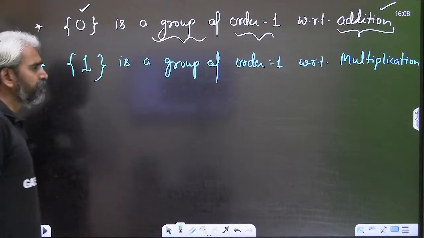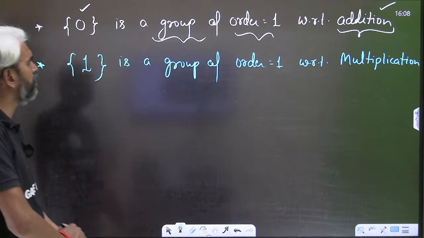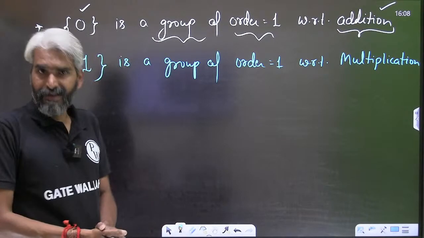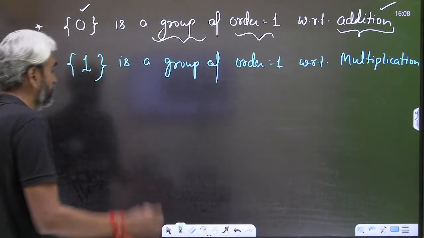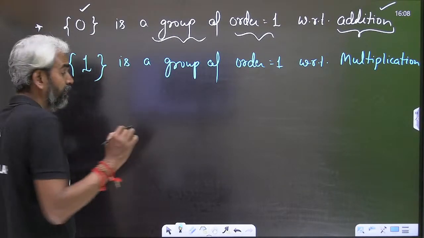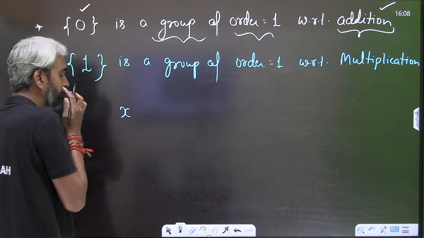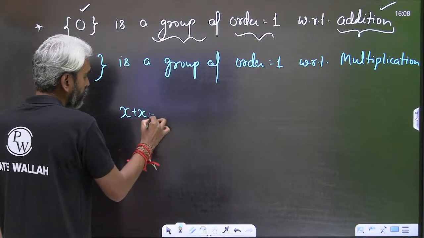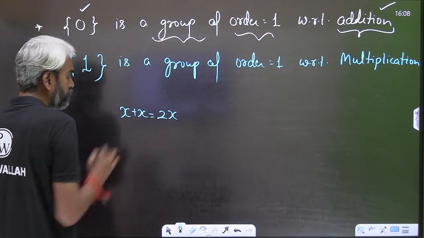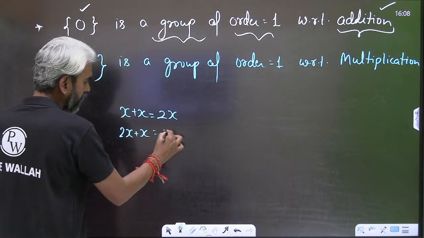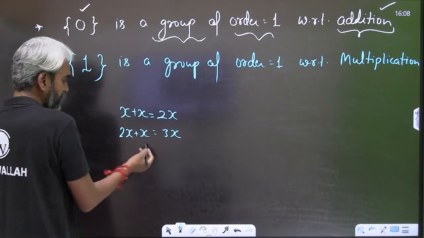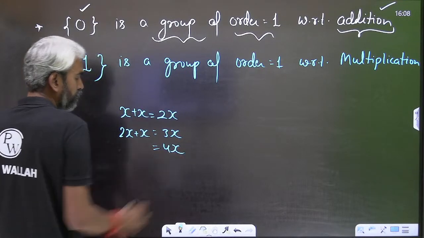Okay. Can we create any other finite group of real numbers with respect to addition? Now the problem is, if I have any other number apart from 0, let's say I take x, then x plus x will become 2x. So if I add x, I will also have to include 2x, because 2x and x both are present. Therefore, I'll also have to include 3x. 3x plus x is also present, so I'll also have to include 4x.